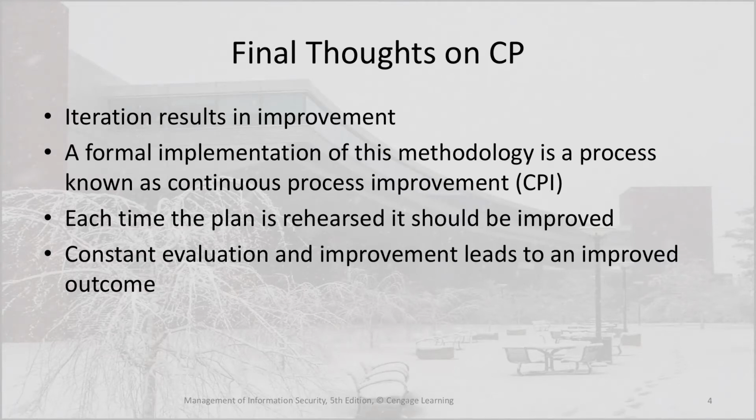Some final thoughts on contingency planning. Iteration results in improvement. A formal implementation of this methodology is a process known as continuous process improvement. Each time the plan is rehearsed, it should be improved. Constant evaluation and improvement leads to an improved outcome.